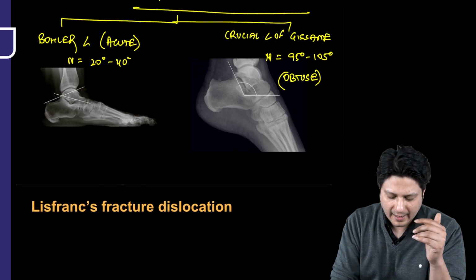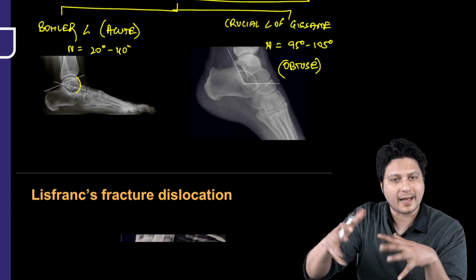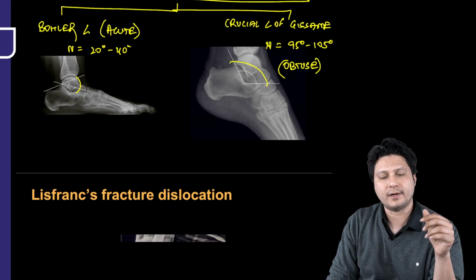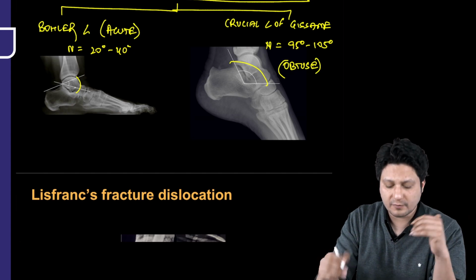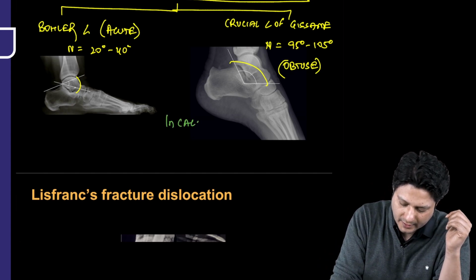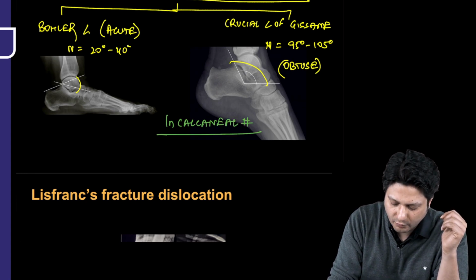But simple, if the angle constructed around the calcaneum, around the ankle joint, is less than 90, it is Bohler angle. But if it is more than 90 around the ankle joint, it is Gissane angle, the crucial angle of Gissane. Now, what happens in the fractures of the calcaneum? You see, in calcaneal fractures, that means intra-articular fractures of the calcaneum, what will happen?